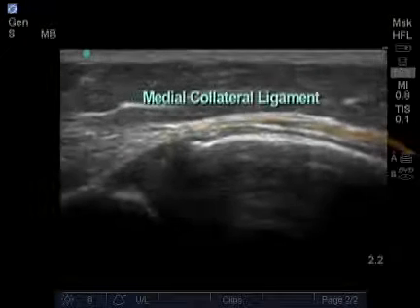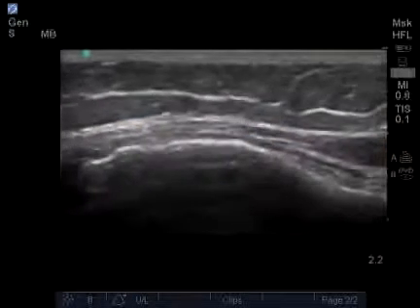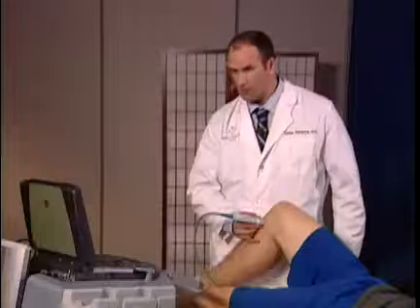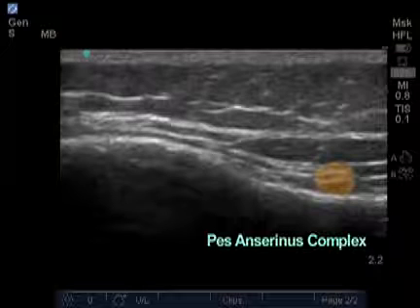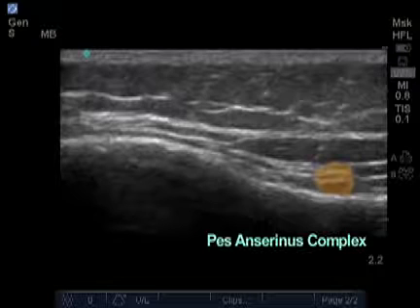its insertion. Following along here, you see the thick band of the medial collateral ligament that actually inserts quite distally. And what we can also see down here are important structures known as the pes anserine tendons. These appear at the right of the screen as three discrete tendons of darkness.